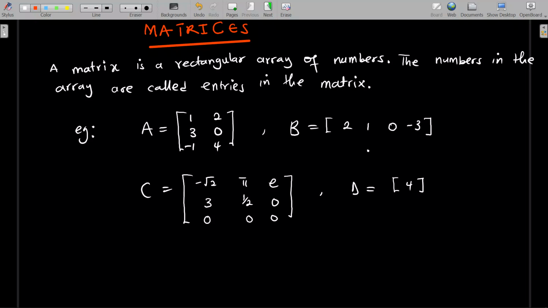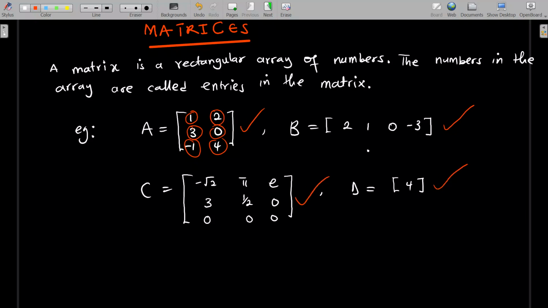Okay. All right. So a matrix is a rectangular array of numbers, and the numbers that are in the array are called the entries in the matrix. So this is what I mean by matrix. You have some rectangle, and then you have some numbers represented in them. These are the entries of the matrix you're talking about. An example is this matrix here. This is a matrix, this guy is a matrix, and that guy is a matrix.